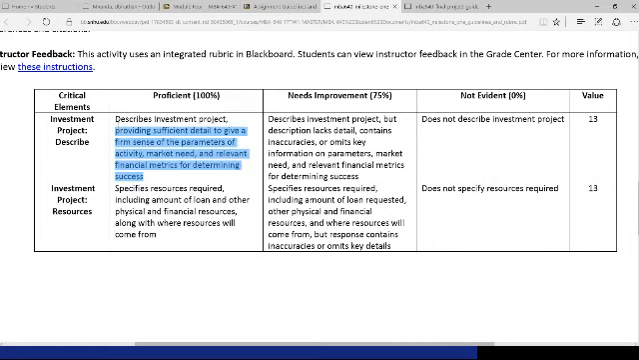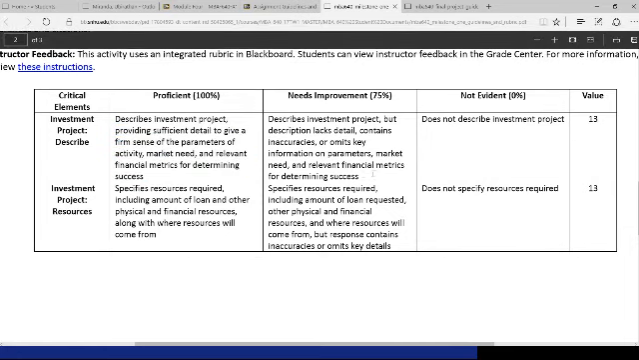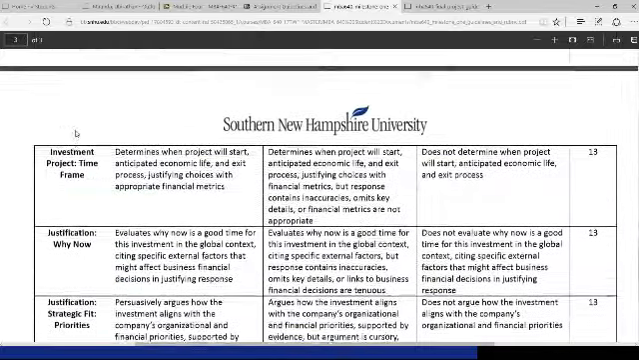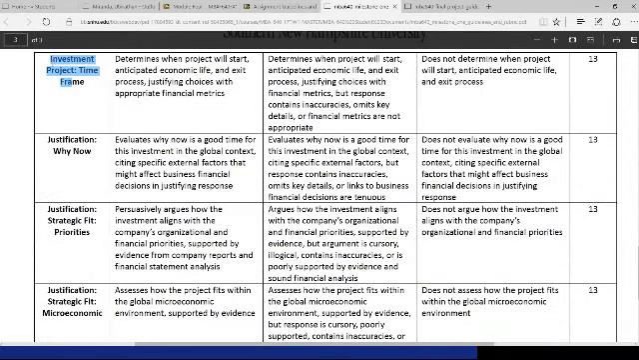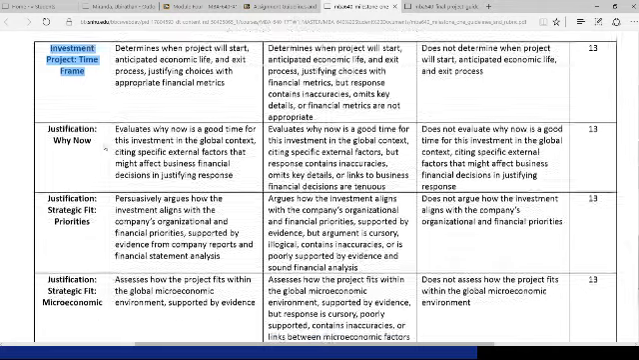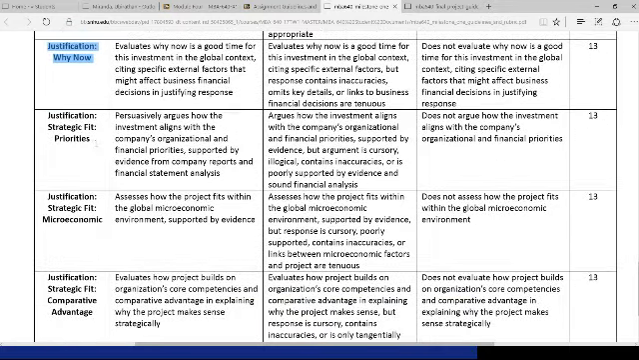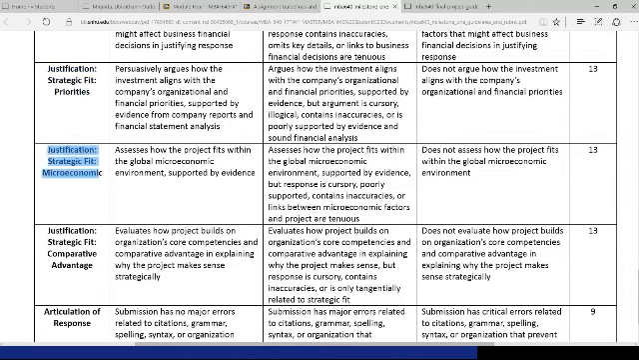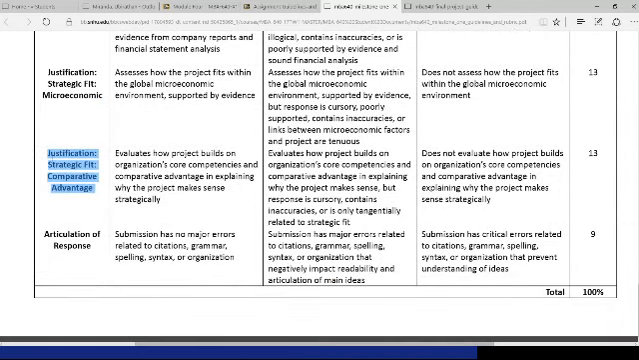If it doesn't, then it goes here, needs improvement. If it doesn't, it goes here. Notice that there's no middle ground between these values. It's either proficient, needs improvement, or not evident. And note that these are the particular elements that you need to have in your paper. So again, make these your headings.